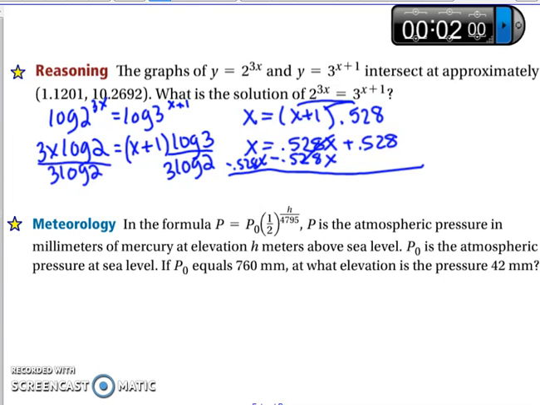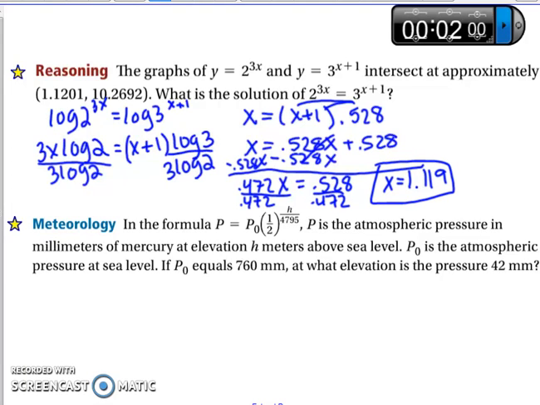So I get the x on one side. So I'm going to have 0.472x equals 0.528. And now if I divide both sides by 0.472, I'm going to get that x equals 1.119. And if you look, that is very close to the x value that they gave us, 1.1201. So because of rounding purposes, it's slightly off, but that would be my solution.